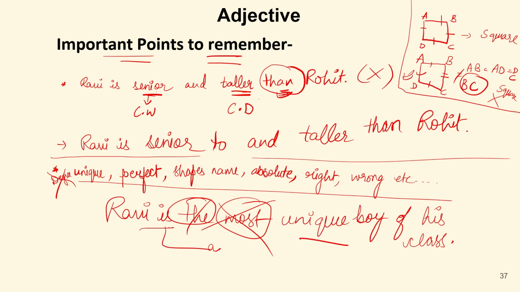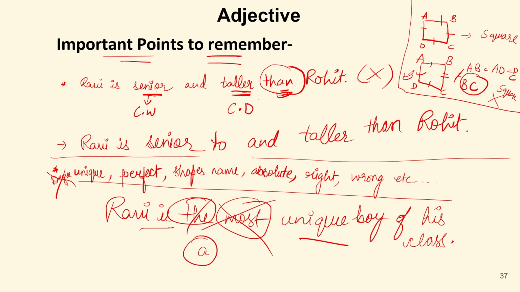So the correct sentence will be: Ravi is a unique boy of his class. Instead of the most, write A. Replace the most with A. It means Ravi is a unique boy of his class. Her answer is correct. Her answer is right. Her answer is wrong. It's not like more wrong or less wrong. So, these are some rules on how to use comparative, superlative and positive degree of adjectives.